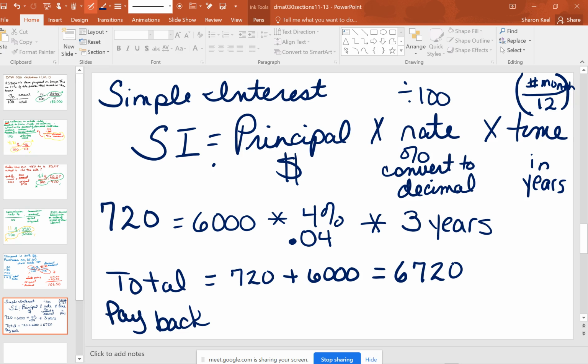So when you're doing a simple interest problem, true, you just multiply these three values to get the interest. Sometimes the question says, what's the interest? And then sometimes the question specifically wants to know what is the total that's paid back, and you have to be sure you include the original principal amount as well.